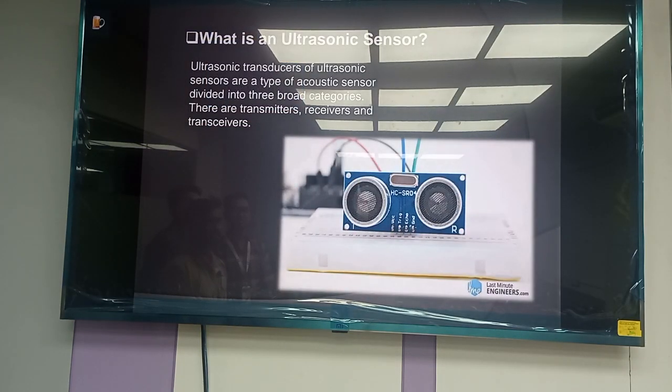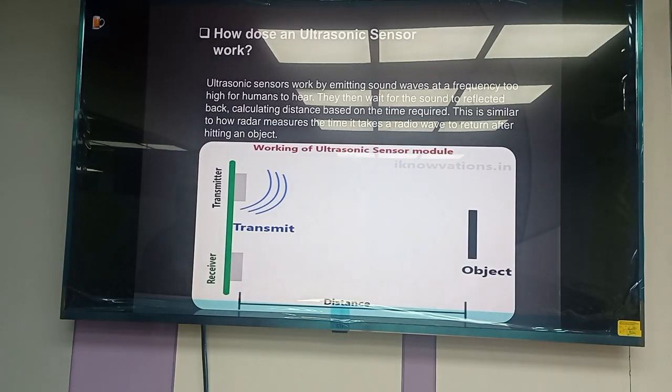What is an ultrasonic sensor? Ultrasonic transducers of ultrasonic sensors are a type of acoustic sensor divided into 3 broad categories: transmitters, receivers, and transceivers. Now, how the ultrasonic sensor works will be discussed by our group member MD Sabir Hassan.